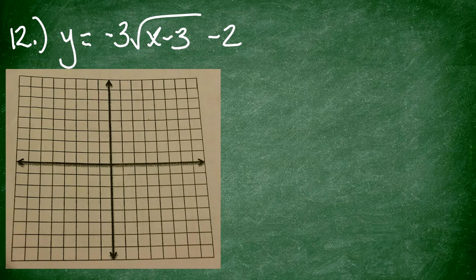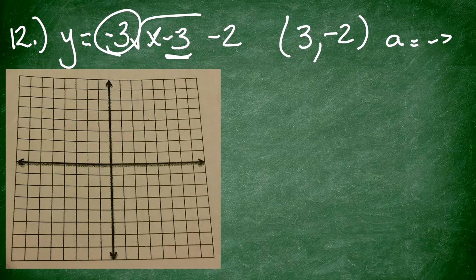Alright, 12. We have y is equal to the negative 3 times the square root of x minus 3 minus 2. Once I get to h and k, looks like it's negative 3, but remember, we don't trust that h. That's why it's a positive 3. And then we have negative 2. K is right there. Or a, that's negative 3. I always like to find a just so you don't get confused. X and y. It's a starting point because it's a square root.